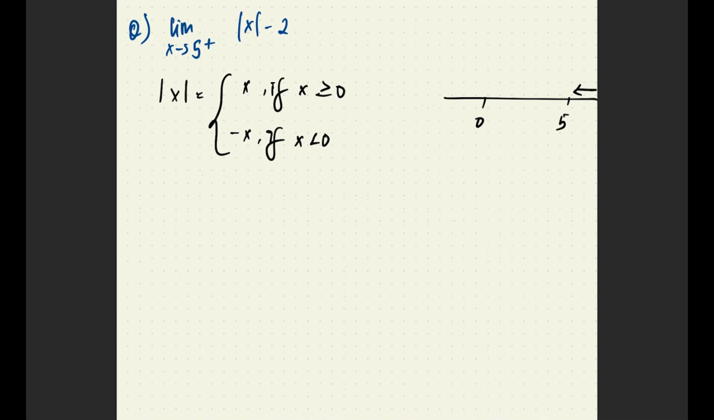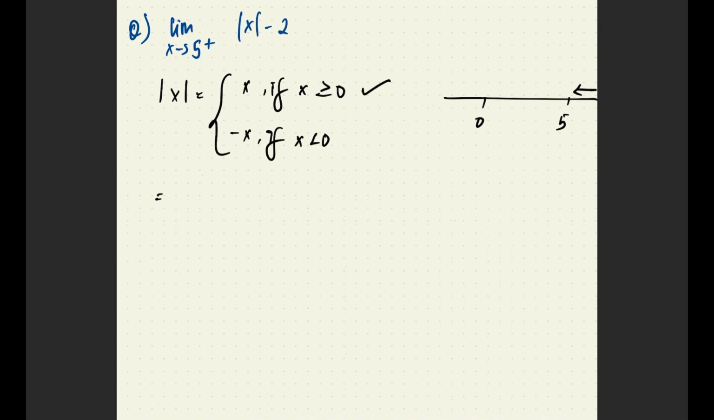But is that x value greater than 0 or lesser than 0? Obviously, if we are approaching 5 from the right-hand side, our x value is slightly greater than 5. If a number is greater than 5, then definitely it's greater than 0, right? It only makes sense. So that means we're going to look into this part of the absolute value definition.